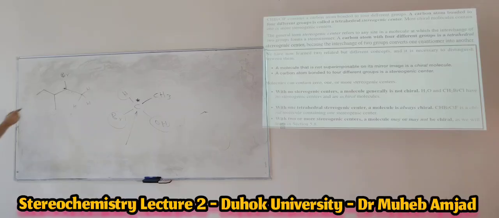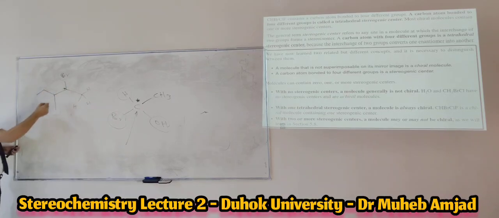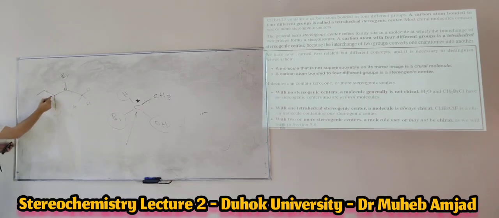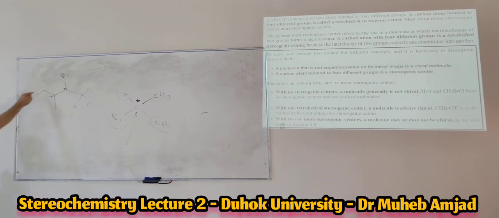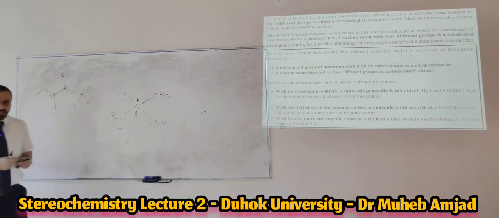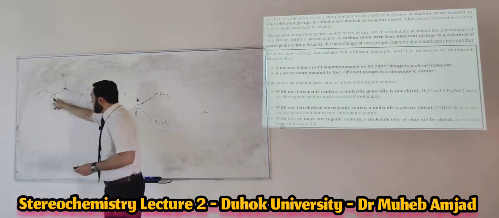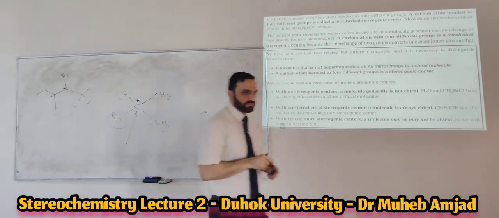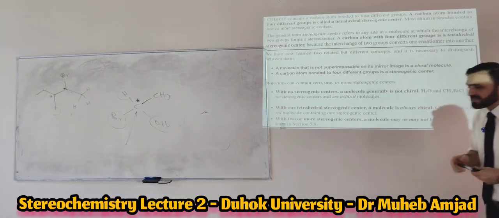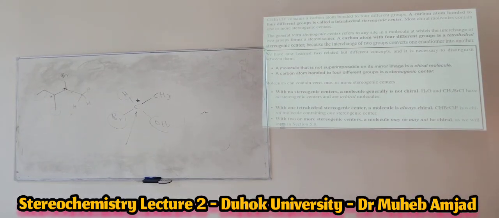Go to the next carbon. This carbon, CH3, C2CH3. And we have hydrogen here, and we have this group here. That means also this what? Stereogenic center. Okay? 2 stereogenic centers. This carbon, no. Why? Because we have 2 hydrogens, identical atoms, not 4 different groups. This, no. That means this example has 2 stereogenic centers. Okay? Must be 4 different groups.